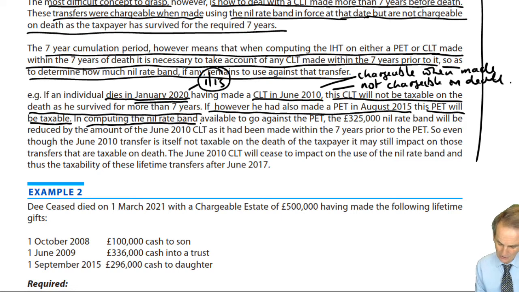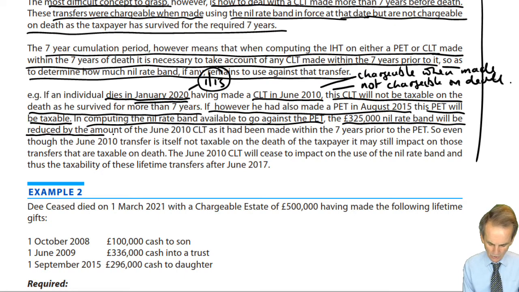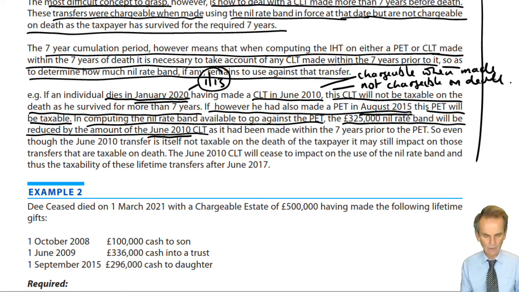In computing the nil rate band available to go against the PET, now on death, January 2020 tax year, 325 is our nil rate band, assuming we've got no transfer of an unused nil rate band. Then that 325,000 nil rate band will be reduced by the amount of the June 2010 CLT. Why? Because June 2010 is within 7 years of August 15.